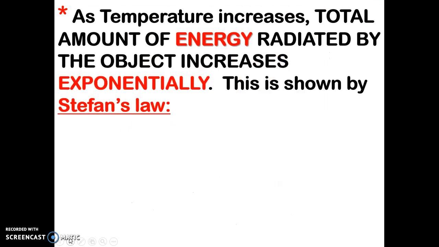All right. As temperature increases, the total amount of energy radiated by the object increases exponentially. So a guy named Stefan came up with this. It is basically the flux, F is energy flux, how much energy is given off at a certain moment, is equal to the Stefan-Boltzmann constant, so that little symbol there is a constant, times temperature to the fourth power. So if you double your temperature, 2 to the fourth power is 2 times 2 is 4 times 2 is 8 times 2 is 16. You've given off 16 times the amount more energy.